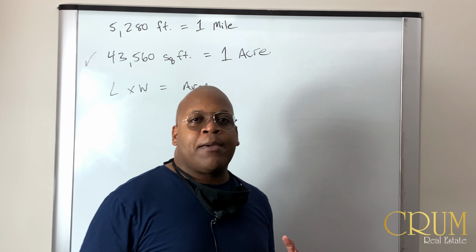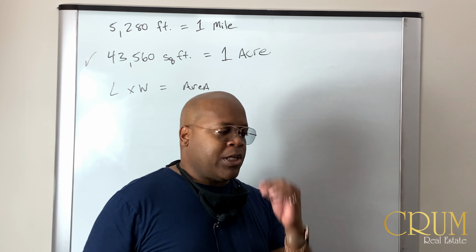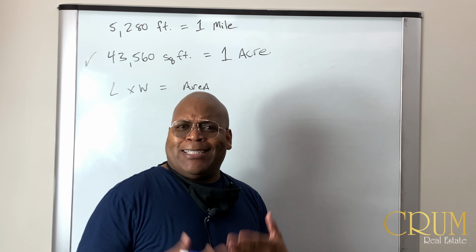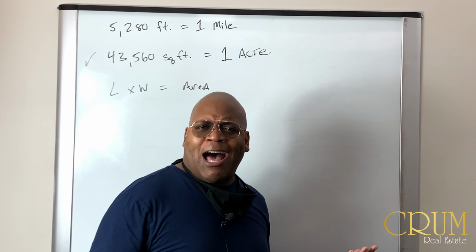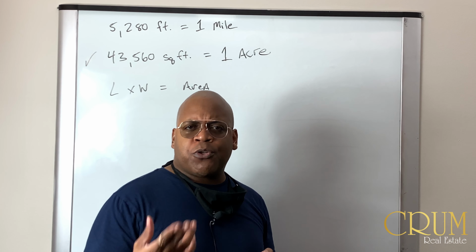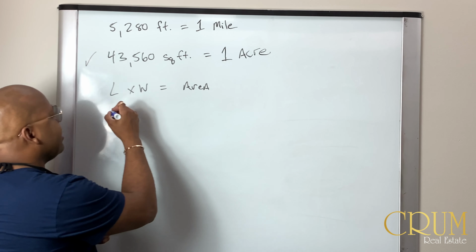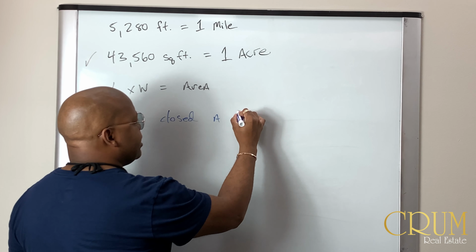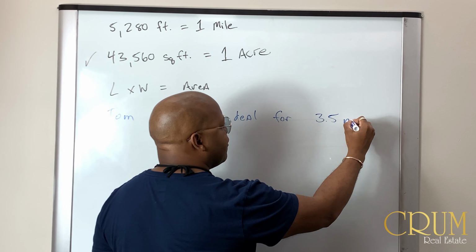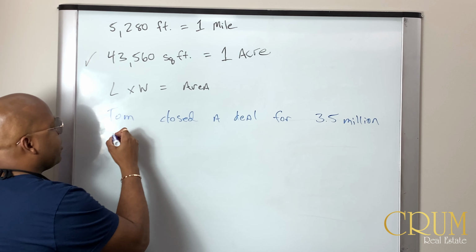So the next type of problem, which is going to be the most common, is a commission question. I want to make sure, of course, that you're able to calculate your paycheck, which is obvious, right? So don't be surprised if you see 1 or 2 of those questions. An example would be this. Let's say Tom closed a deal for 3.5 million. So Tom closed the deal for 3.5 million.